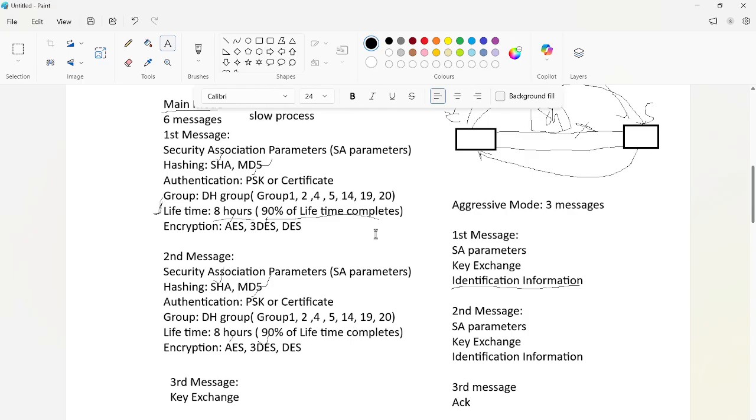Can we modify it? Yes, we can modify the 8 hours. Can we modify it to 1 hour or 2 hours? Yes, you can modify it in seconds, in minutes, in hours, or in days. Okay, sir. Got it. Thank you.